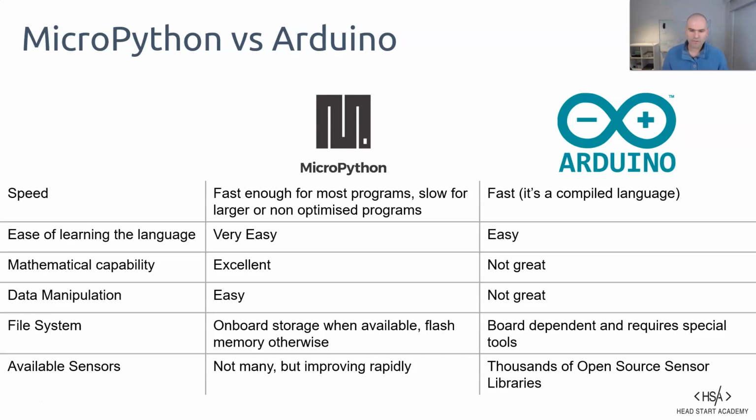Now, file systems. So MicroPython, by default, either creates a virtual file system on the machine it runs, or actually uses the memory of the board that it has. So you can store multiple files. You just run the main, and the main can call other files. Whereas with Arduino, that's board dependent and a lot more complicated, again, going back to the fact that it's a compiled language.